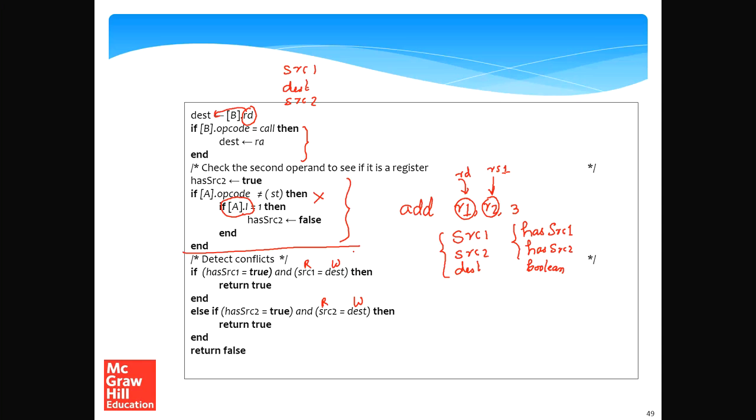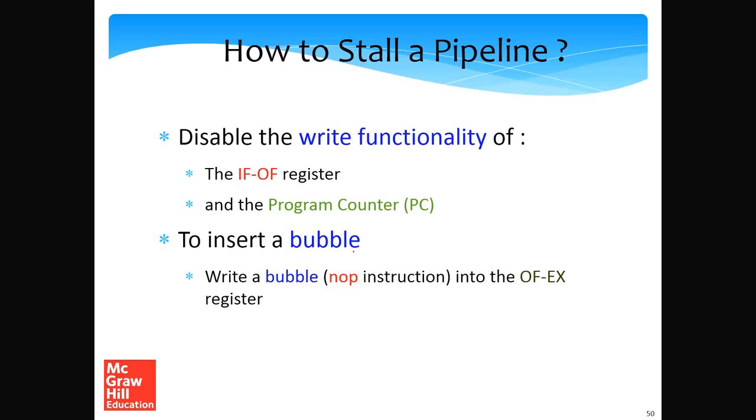Then detecting conflicts is easy. If we have a valid first source, we check if the destination of B is the same as the first source of A. And if we have a valid second source, we check if the destination of B is the same as the second source of A. So after this logic, once we have found out that a conflict exists, how do we stall a pipeline? What we do is that we disable the write functionality of the IF-OF register and the program counter PC. So this ensures that it is not overwritten with new data, and that helps us in stalling the pipeline.